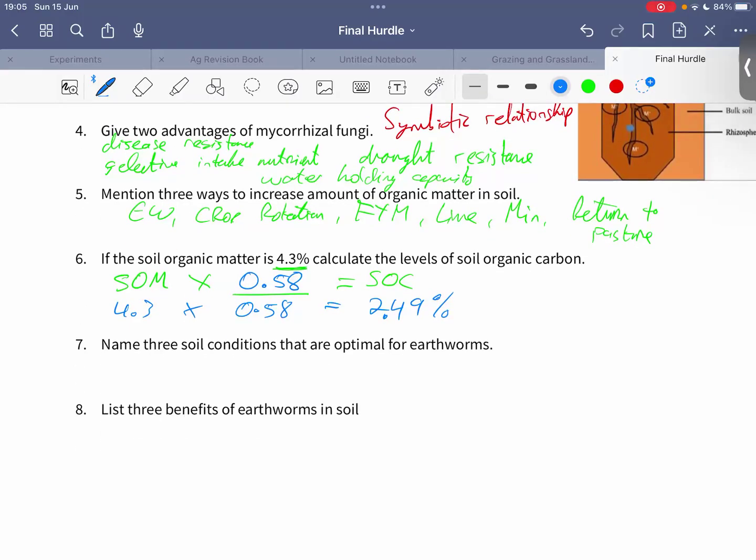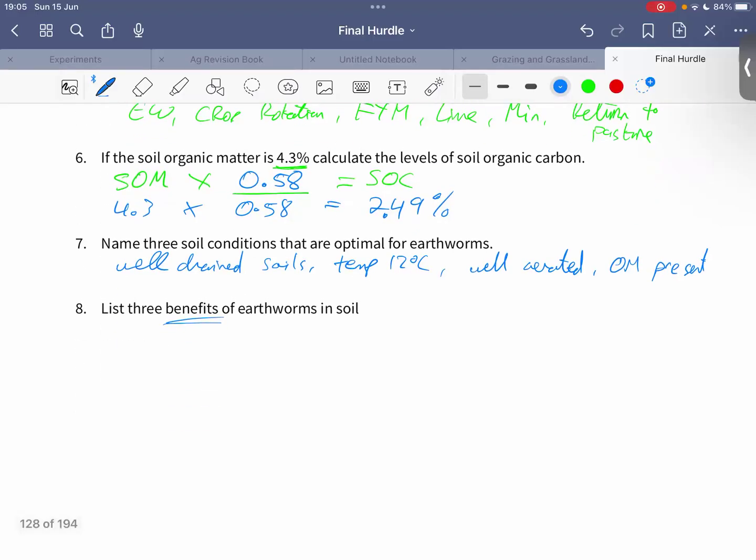Three conditions needed for optimal earthworms. Okay, let's go. Well-drained soils, lovely. Suitable soil temperature, okay? So a temperature of about 12 degrees, I think it was. Well aerated. Super, okay, so that they can carry out respiration. Organic matter present, brilliant.